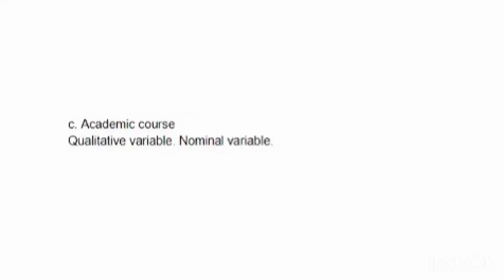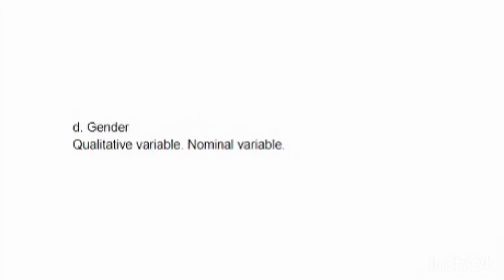So for C, academic costs is a qualitative variable and it is a nominal variable. And for D, gender is a qualitative variable as the variable is non-numerical, and it is also a nominal variable because the variables are simply named or labeled with no specific order.